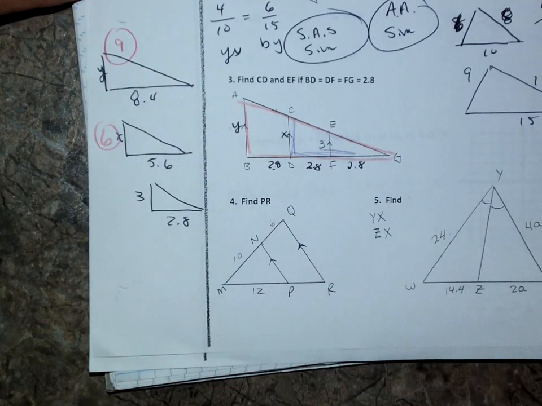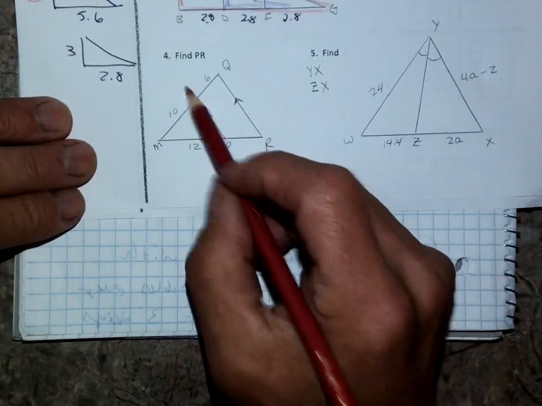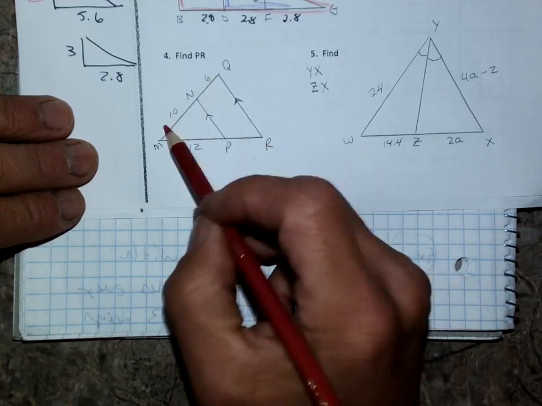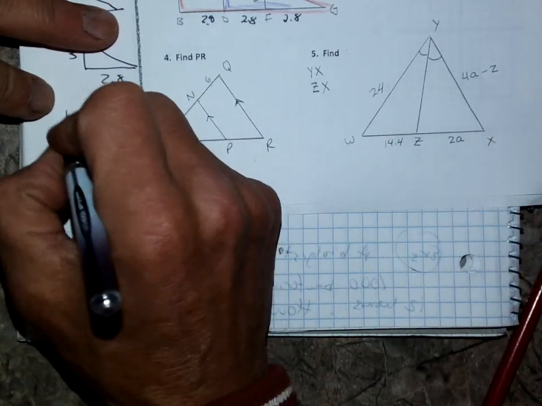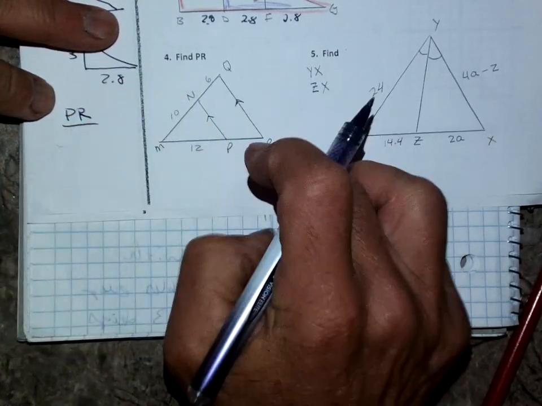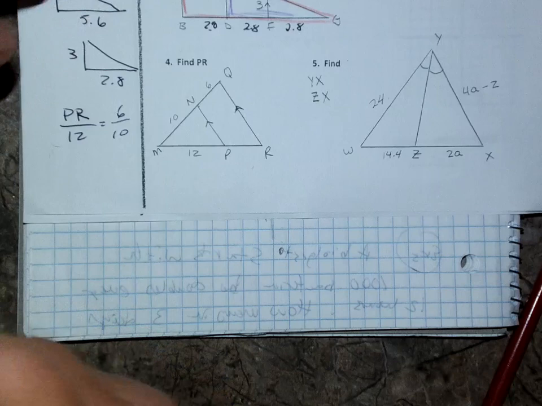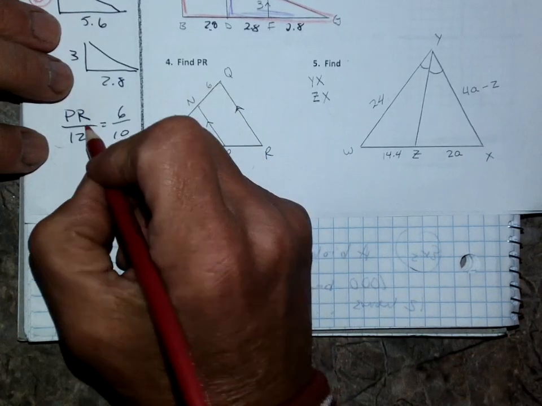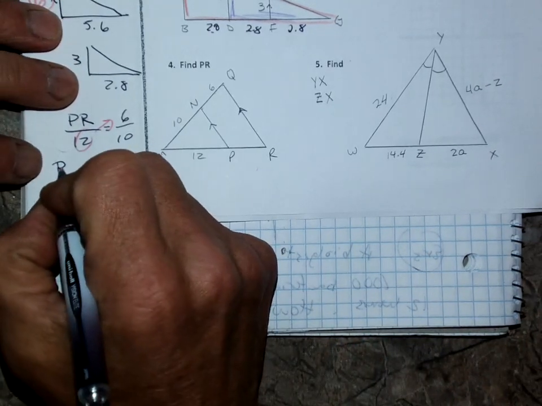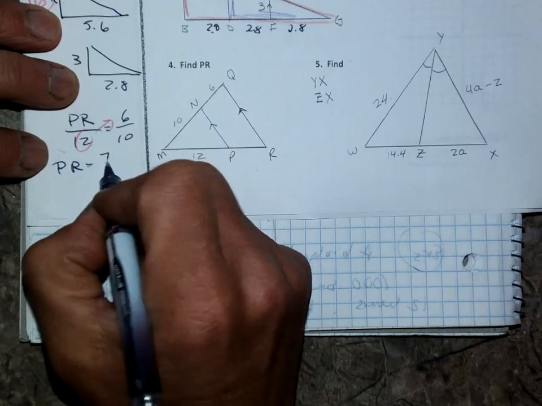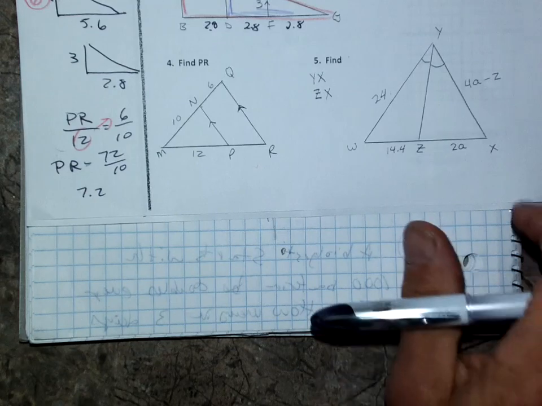Okay. Now let's take a look at number 4. Okay, 4 is easy. Because they're parallel, we know that the sides are proportional. So I can say PR, which is right here. I say PR goes to 12 as 6 goes to 10. To solve this, I'll multiply up the 12. So I'll get PR is equal to 12 times 6 is 72, divided by 10 makes it 7.2. Okay, again, I'm going through this kind of quickly because I want you to do this.